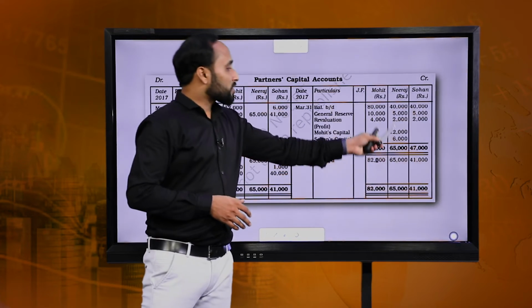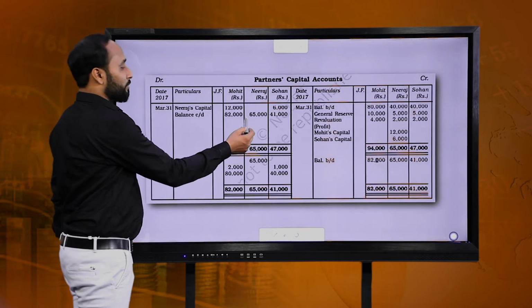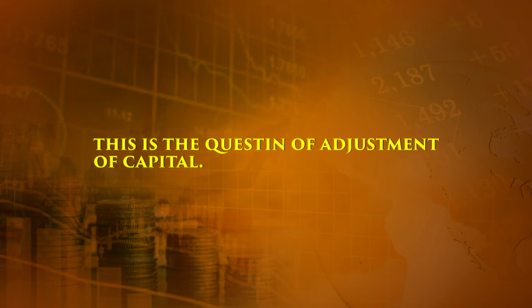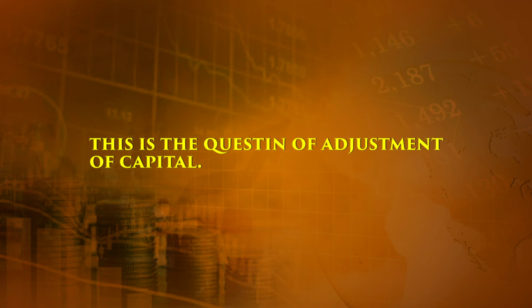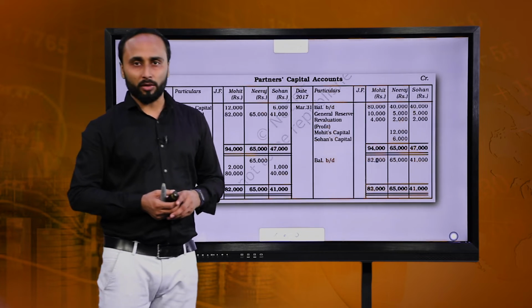The retiring partner's total of the credit side was 65,000. There was nothing on the debit side, so his balance comes out to be 65,000. Now, since this was a question of adjustment of capitals, there is a particular way of doing it that will help you to simplify your calculation.